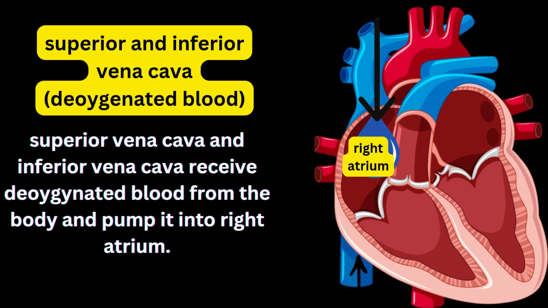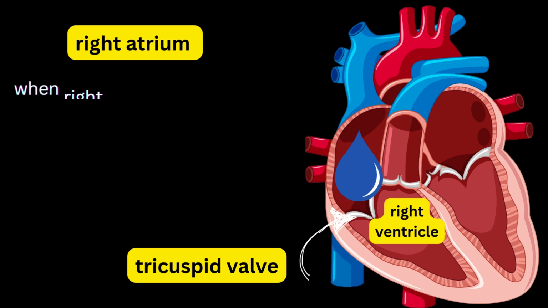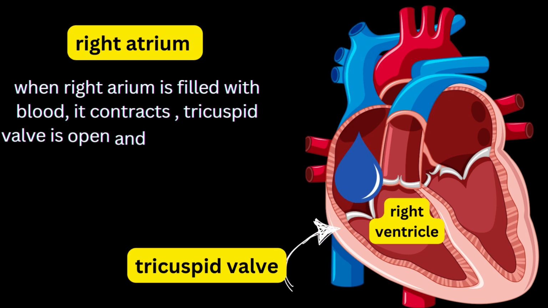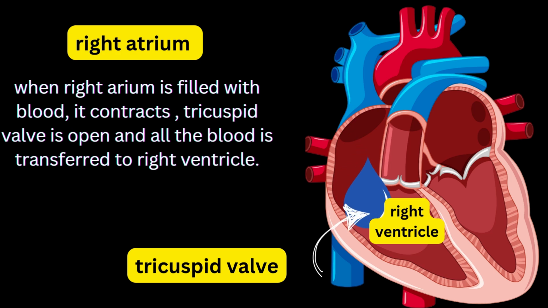First of all, the superior and inferior vena cava receive deoxygenated blood from the body, and the blood reaches the right atrium. When the right atrium is filled with blood it contracts and the tricuspid valve is open, and the right atrium pumps blood into the right ventricle. Now the tricuspid valve is closed.